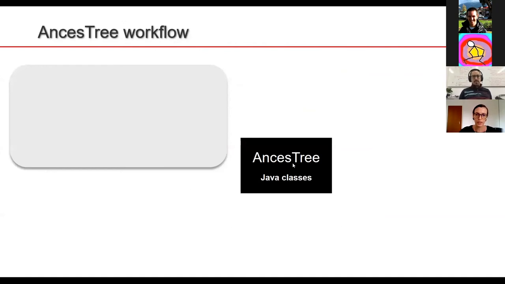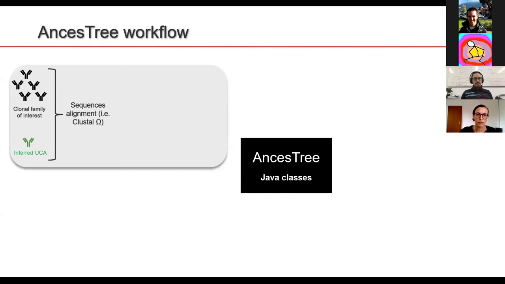Ancestry is developed in Java. It can work with two kinds of inputs. The first one is when you have a clonal family of interest against an antigen, so all the sequences are related. Basically, you just infer the common ancestor using some bioinformatics tools specific for this. Then after sequence alignment, you use DNAML, and it will infer a phylogenetic tree, and the DNAML output text file can be used as input into Ancestry.